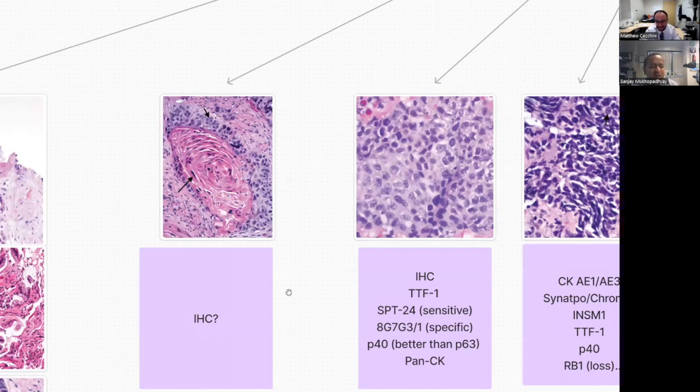Sometimes, very rarely, a clinician has asked me, because I don't do the stains, they say, well, could it be a met from somewhere else? I ask them, where would it be a met from? And then they go silent, because there's no clinical evidence of anything.